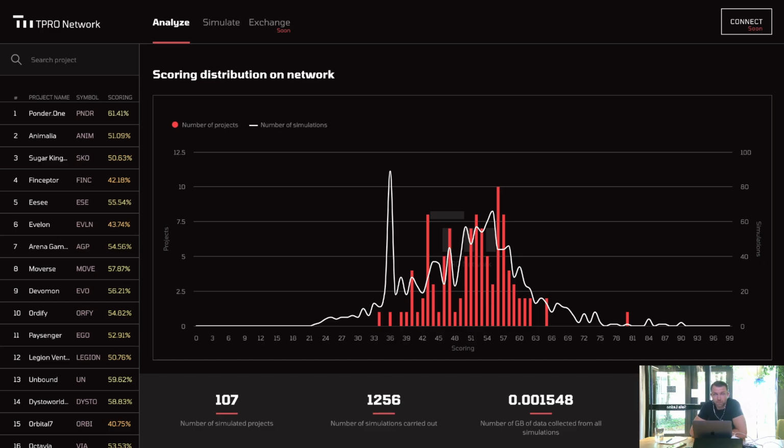So what you can see on the home screen right now is something really interesting, which is the scoring distribution on the network. One second, I lost my mouse. Yeah, it's here. Okay, so the white line is showing you basically the distribution of the number of simulations that we have on the platform, and the red bars are showing you how many projects are in some specific scoring bucket.